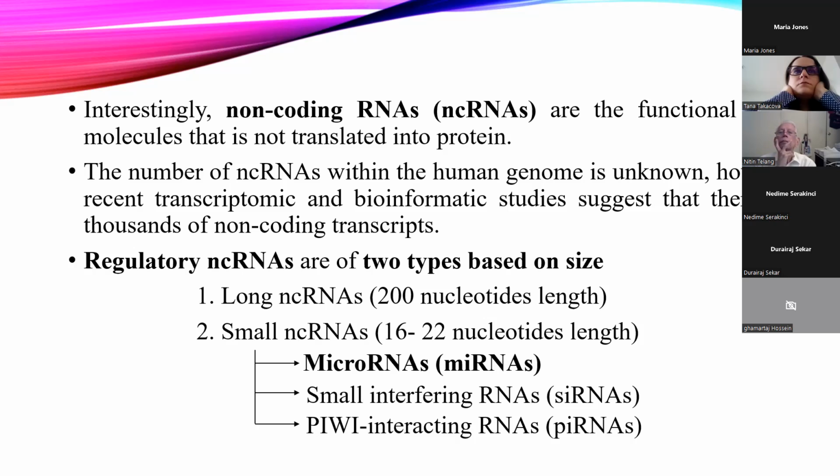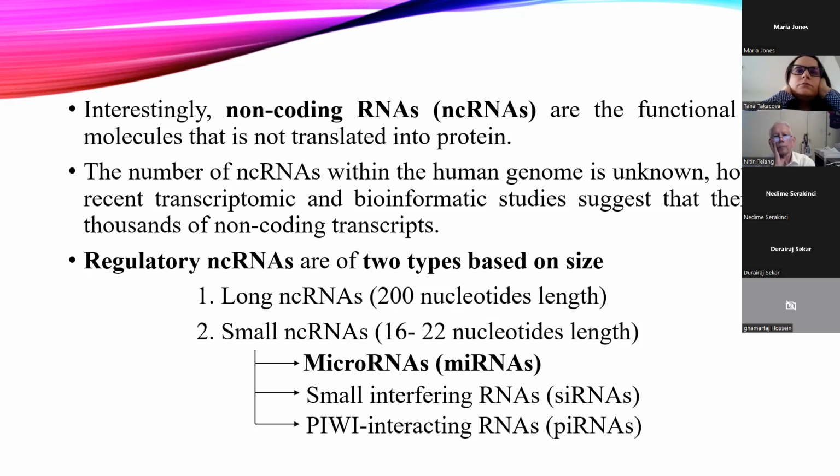We know genes. There are plenty of genes and plenty of proteins. There are so many signaling pathways. But apart from that, non-coding RNAs play major roles in controlling signaling molecules and our signaling pathways. These regulatory non-coding RNAs are of two types. One is long non-coding RNAs, whose size is 200 nucleotides in length or more. The second is small non-coding RNAs, whose size is about 16 to 22 nucleotides in length.